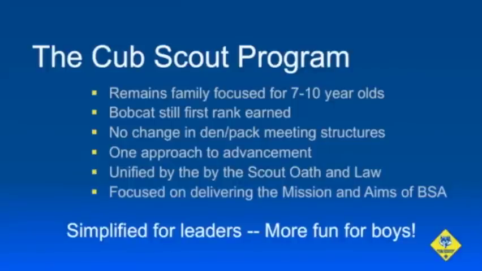Den meeting structure. What really is the big change is the approach to advancement. Rather than 4 different approaches, one for each of the ranks, we're moving to one approach for all ranks. That's the magic 7 that Nancy talked about. A boy earns 7 adventures, he moves on to his badge of rank. There are more electives in Webelos and Arrow of Light than there are for the earlier ranks, but 7 adventures.